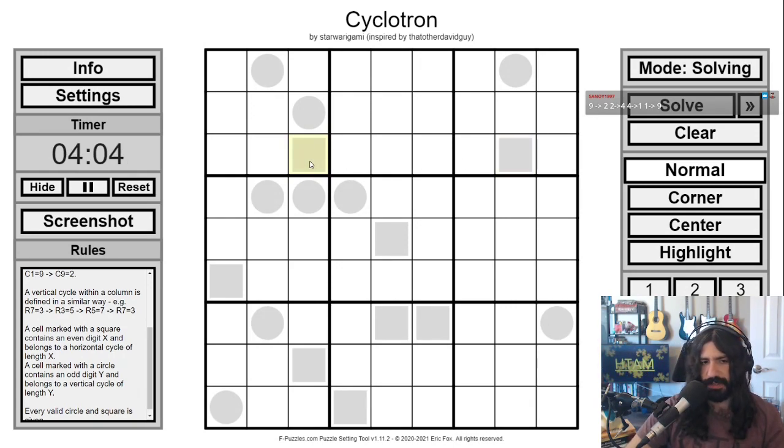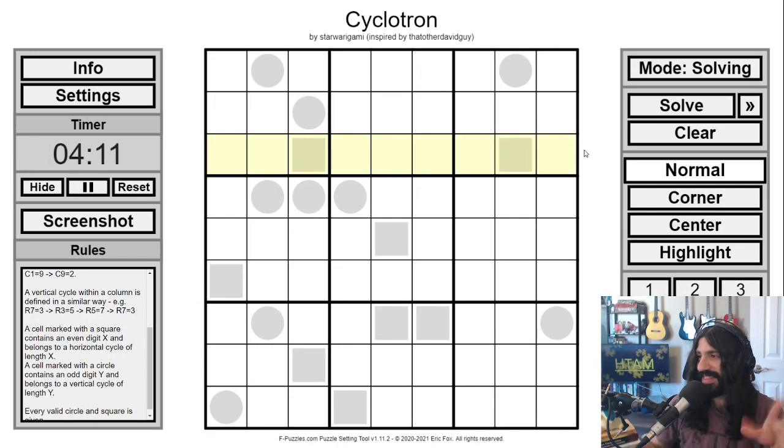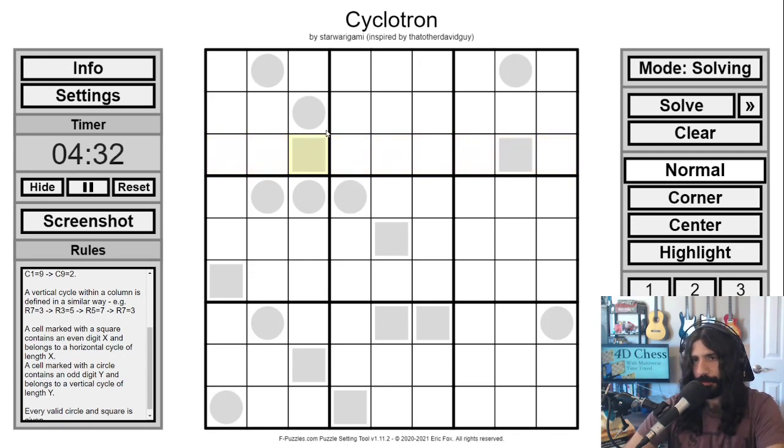How is it possible for that to be? Oh, there can be two different cycles in the same row. So it's fine. Gotcha. We defined what cycles are, and I like the name Cyclotron, by the way. So squares are even numbers, and they belong to a cycle of that length. So this tells you that there is a cycle of even length here, and the length of it is whatever this number is.